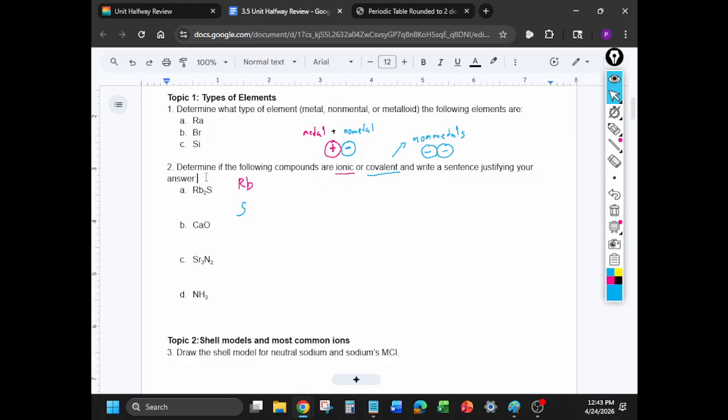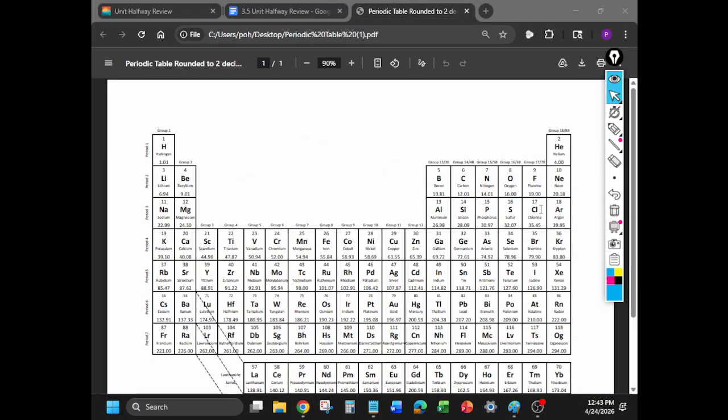So let's take a look at Rb on our periodic tables. If you guys take a look at Rb, what is Rb's most common ion going to be? It's right here, 37. Is it going to be positive or negative? Yeah, positive 1, right? It's in the +1 column. So Rb wants to be Rb+1. The other one is S. What does S want to become? Yeah, -2. So you've got a positive and a negative, so that means it's going to be an ionic compound.